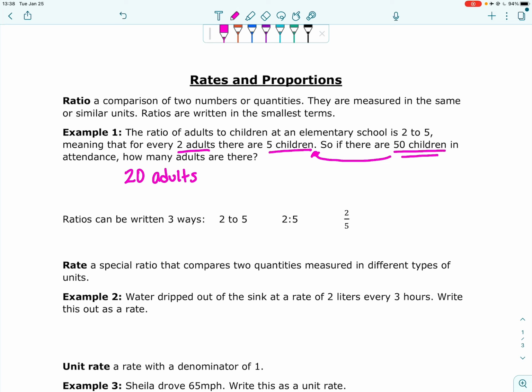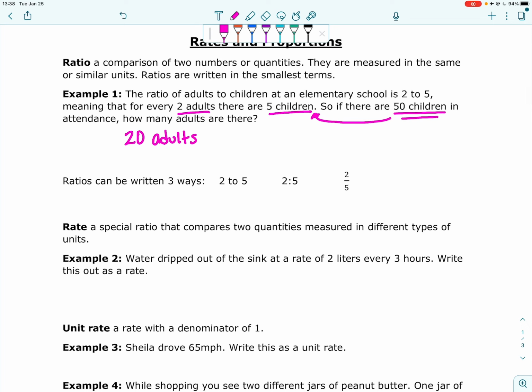Ratios can be written 3 ways. This first ratio, I could have written it as 2 to 5, 2:5, or as a fraction 2 over 5. But all of these, this first ratio was talking about the number of people. So the unit is children to adults, we're looking at the number of people.